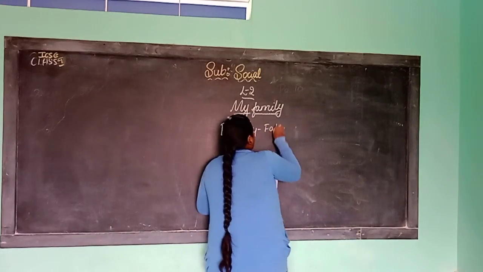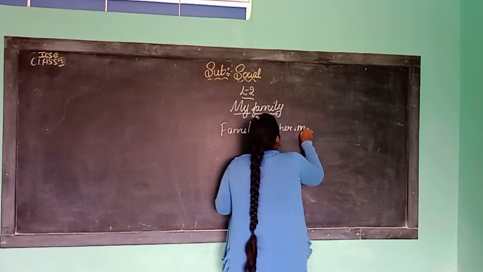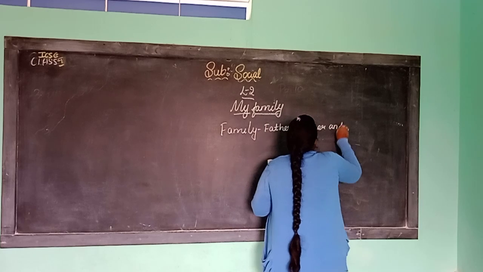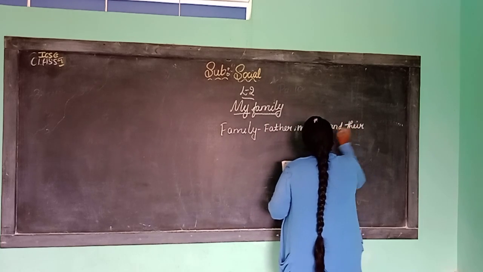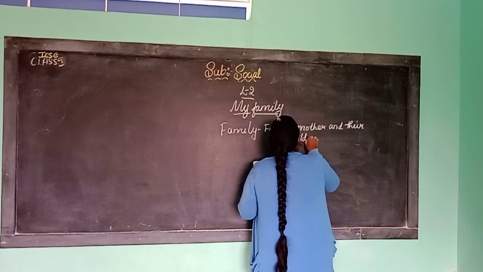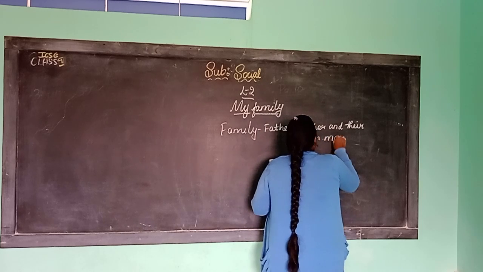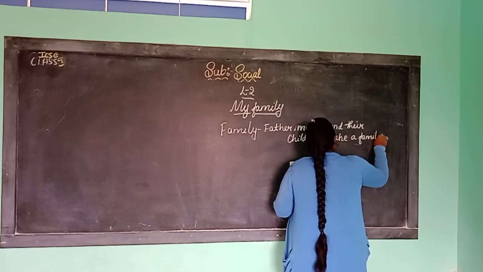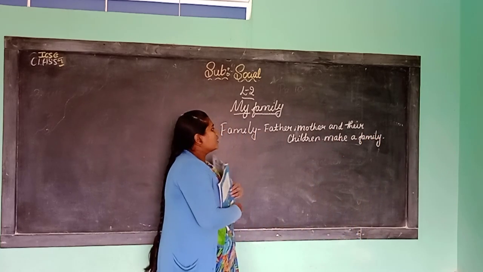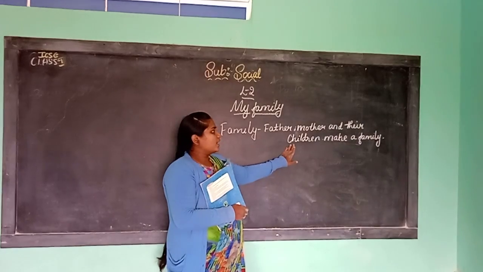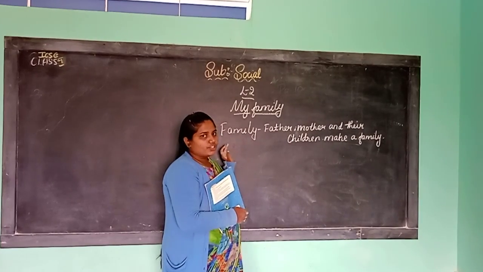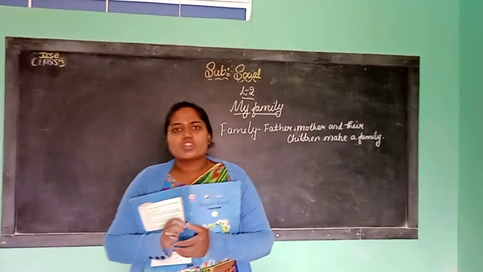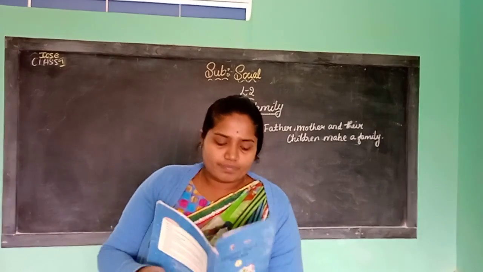Father, mother and their children make a family. So what does family mean? Father, mother and their children make a family. Understood, children? What is family? In the family there is appa, amma, and their children connected together. So that one we call a family.